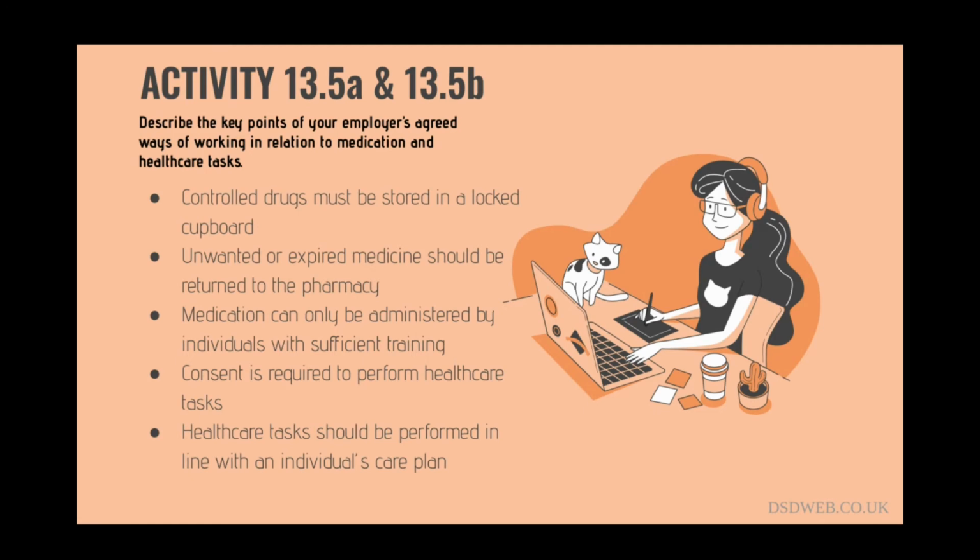The next activity asks you to check your employer's agreed ways of working and describe the key points relating to medication and healthcare tasks. Again, this is going to be something that is specific to your own organisation and role. However, some examples could be: controlled drugs must be stored in a locked cupboard, unwanted or expired medicine should be returned to the pharmacy, medication can only be administered by individuals with sufficient training, consent is required to perform healthcare tasks, or healthcare tasks should be performed in line with an individual's care plan.